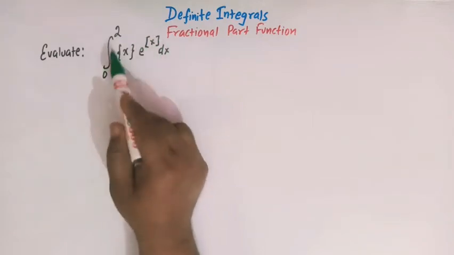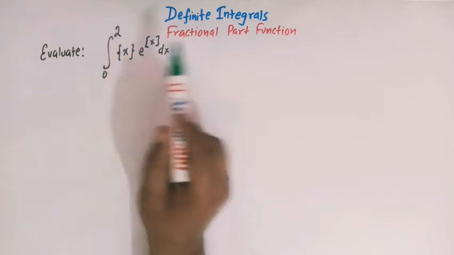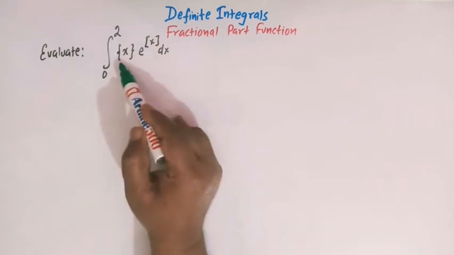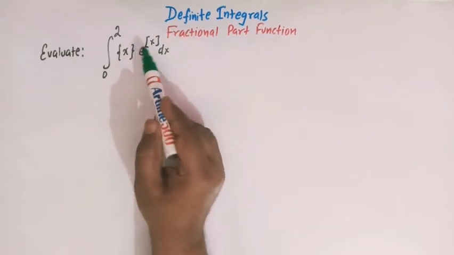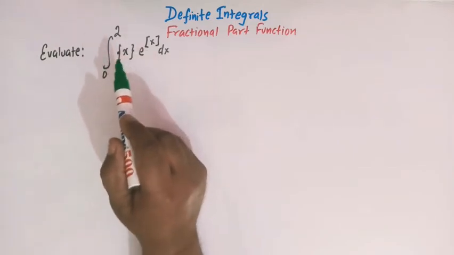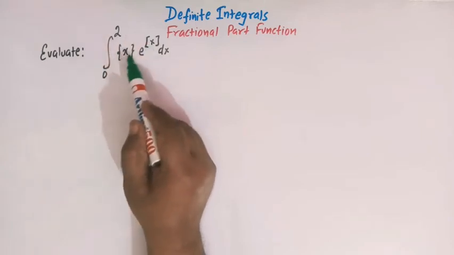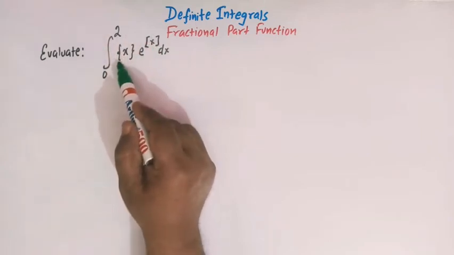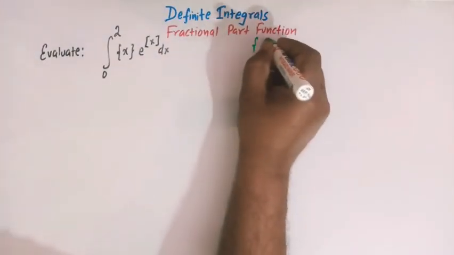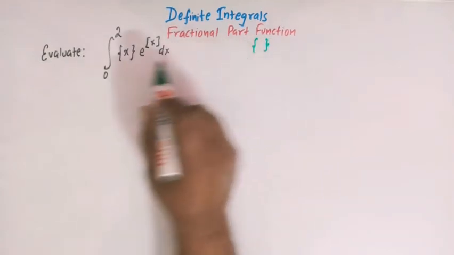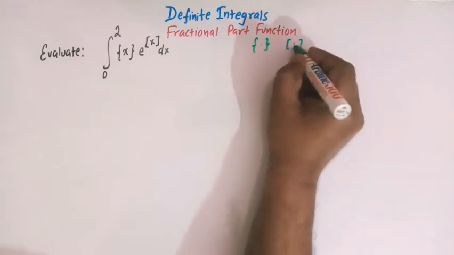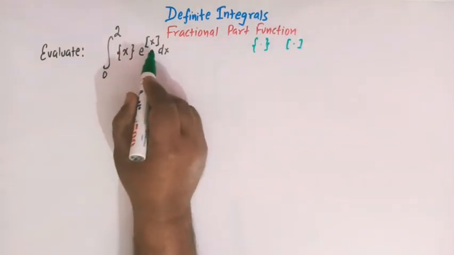We have to solve this integral, and we see that our integrand is a combination of the fractional part function and the greatest integer function. So when we solve this integral, we have to take care of both types of functions. The curly bracket shows the fractional part function, and the square bracket shows the greatest integer function.